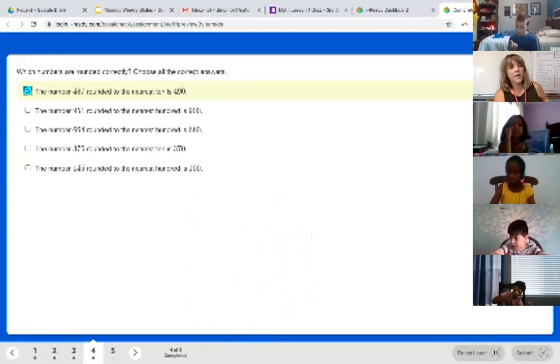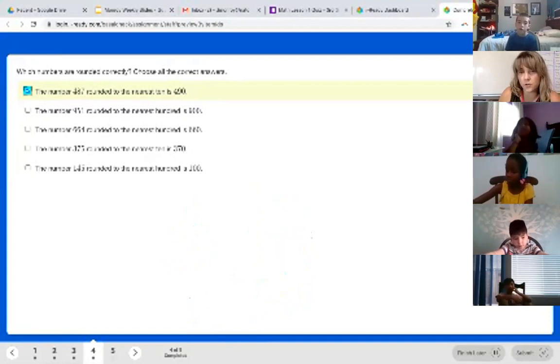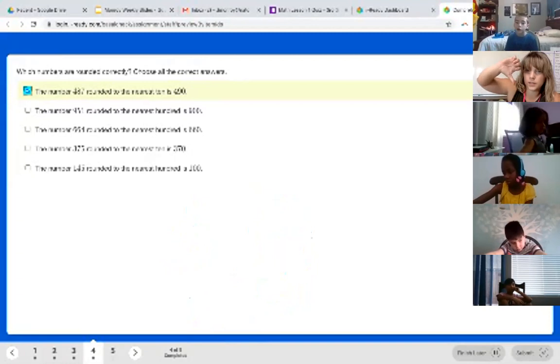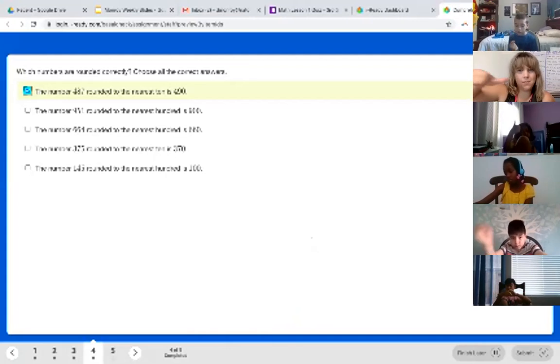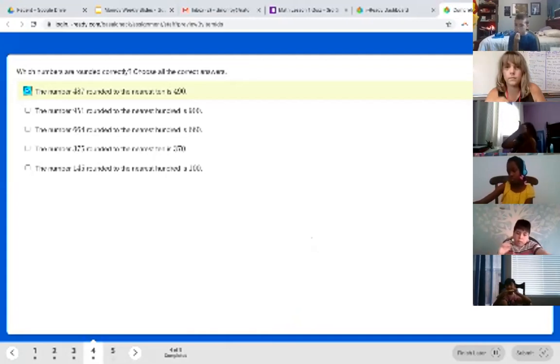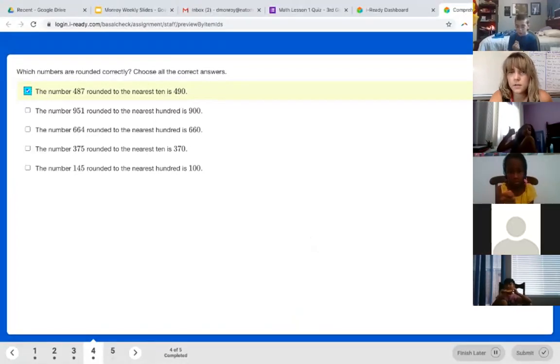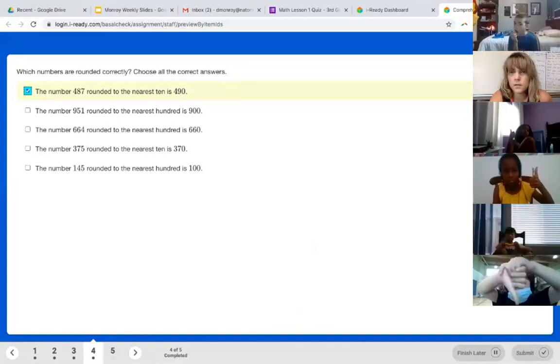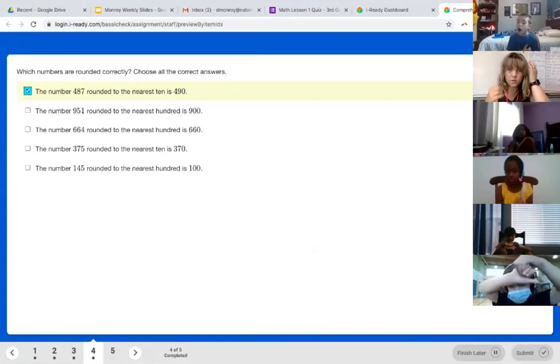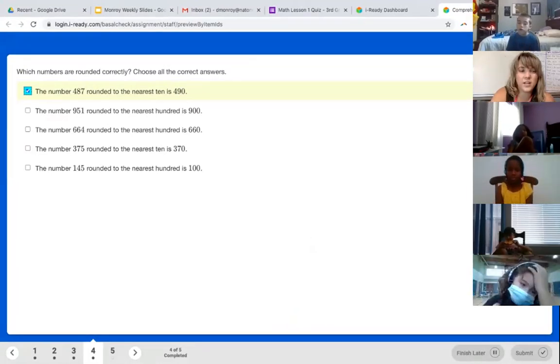All right, last one on this one. Here we go. 145 rounded to the nearest 100 is 100. Agree? Disagree? I don't know. I need to see everybody's thumbs. I agree that it's 100. I disagree that it's 100. I'm not sure if it's 100. Some thumbs to the side. Some thumbs up. And okay, so this one, so we can move on to the next one. It is 100. So that's our next one we're gonna click.